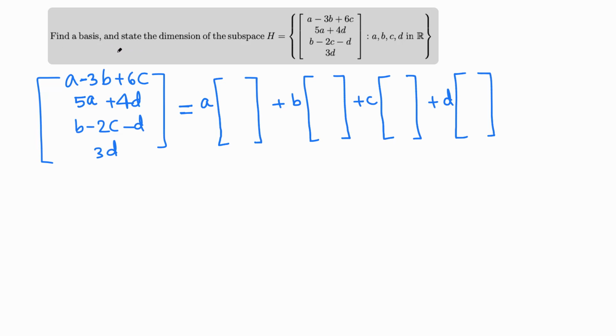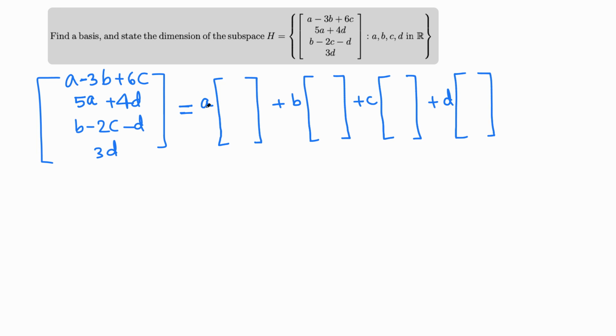Find a basis and state the dimension of the subspace. So we have this type of elements where A, B, C are in R, real numbers. This generic vector is in fact a linear combination of 4 vectors, because I can see A, B, C, D are arbitrary real numbers.